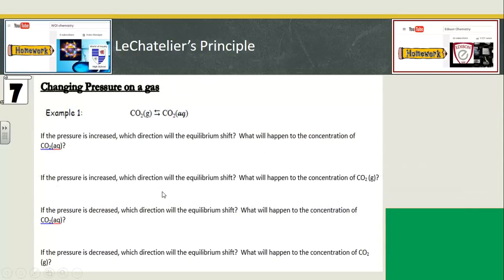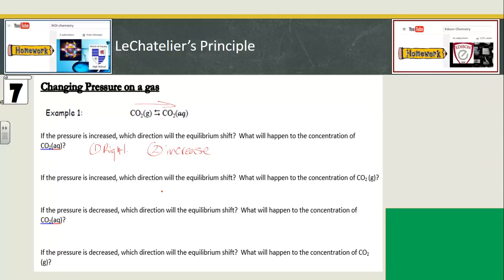Now, pressure on a gas. Well, we have to shift when we change the pressure. If the pressure is increased, which direction will the equilibrium shift? Well, if we increase the pressure, we shift to the side away from more gas. So we shift to the right. What will happen to the concentration of CO2 aqueous? It will increase because we're shifting towards it.